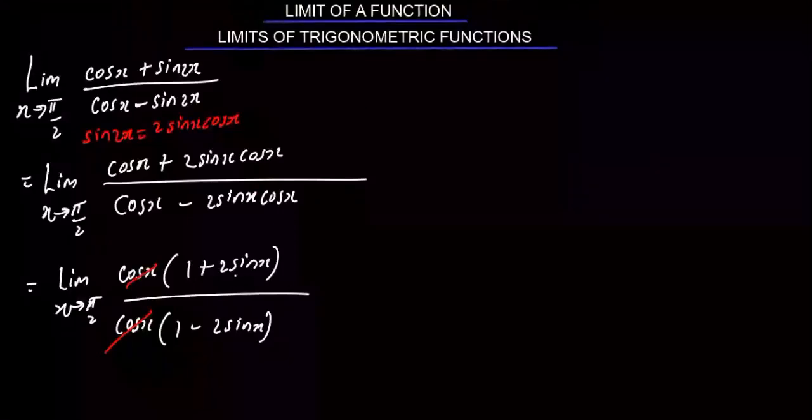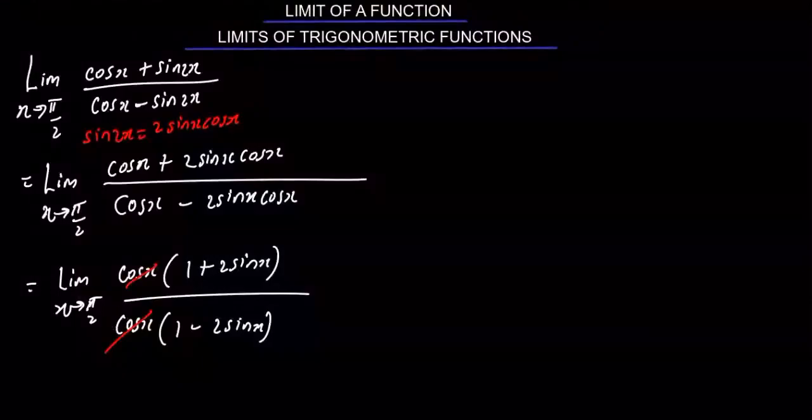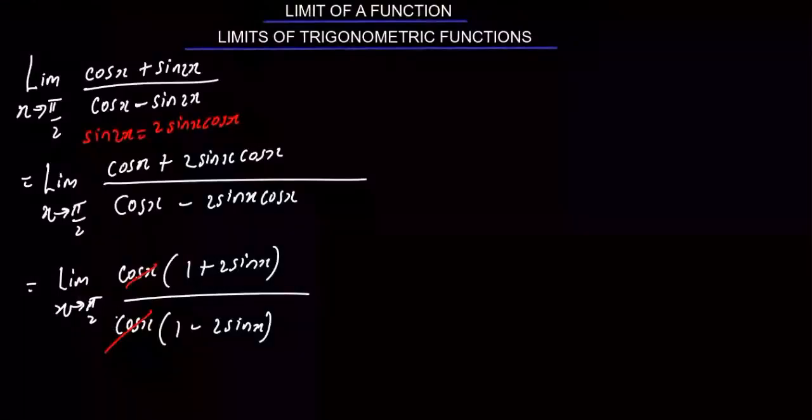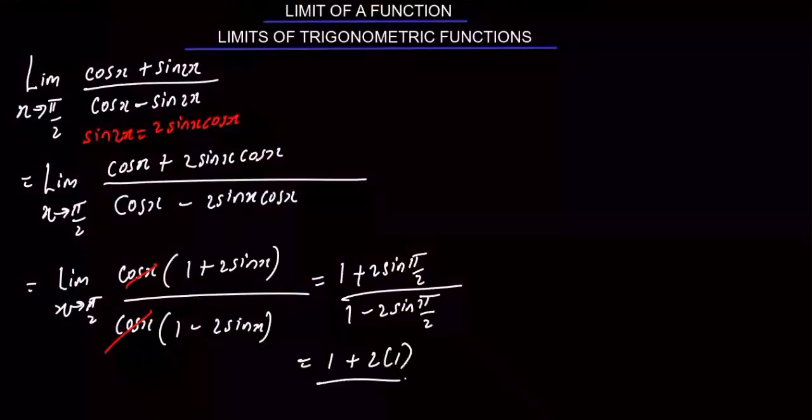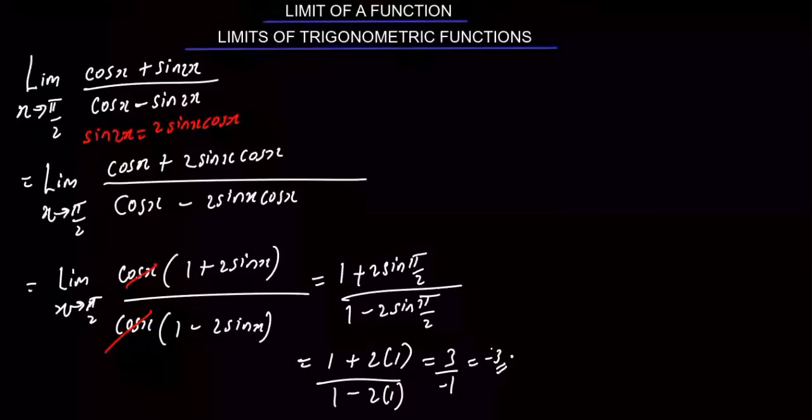Now, if I substitute the pi over 2 there, what will I have? I should be having 1 plus 2 sine pi over 2 over 1 minus 2 sine pi over 2. And check it out. What's pi over 2? That's 90 degrees. Sine 90 is 1. 1 minus 2 times 1. And that will give me 3 over minus 1. And my answer is equal to minus 3. That's as simple as that.